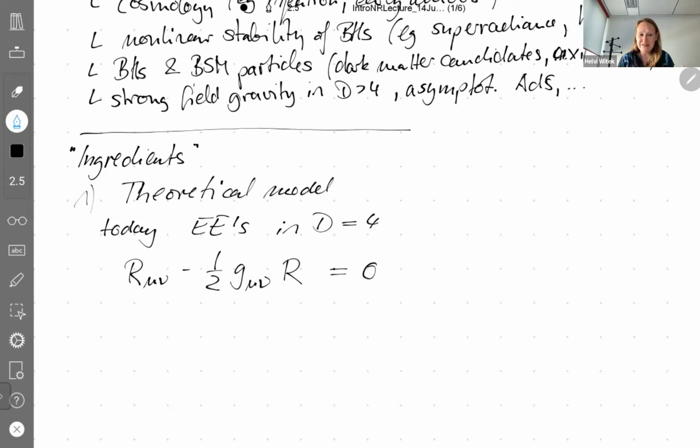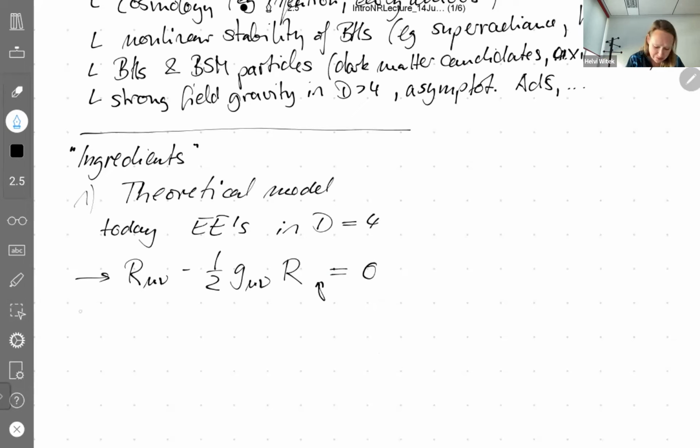And why do I say we have to choose our theoretical model? Well, if you remember Masha's talk yesterday, she was talking about dynamical Chern-Simons gravity, or more generally quadratic gravity theories, where you would have a modification to your equations here, and you would also have a set of equations for additional fields. I'm not going to go into this, so today we are dealing with Einstein's equations.